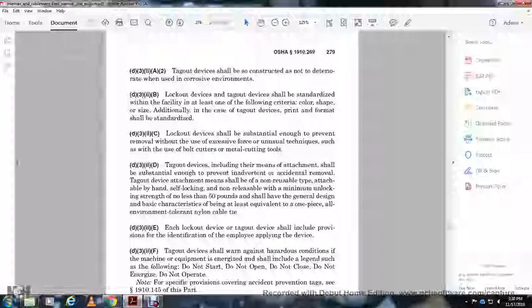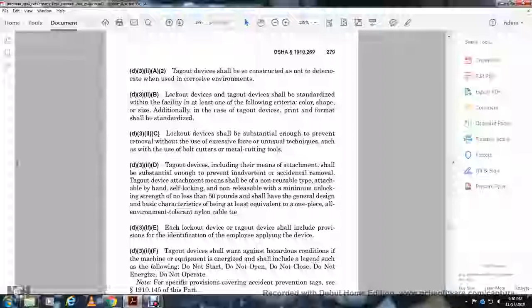Lockout devices should be substantial enough to prevent removal without the use of excessive force or unusual techniques, such as the use of bolt cutters or other metal cutting tools. Tag-out devices, including the means of attachment, shall be substantial enough to prevent inadvertent or accidental removal. The attachment means should be a non-reusable type, attachable by hand, self-locking and non-releasable, with a minimum unlocking strength of not less than 50 pounds.